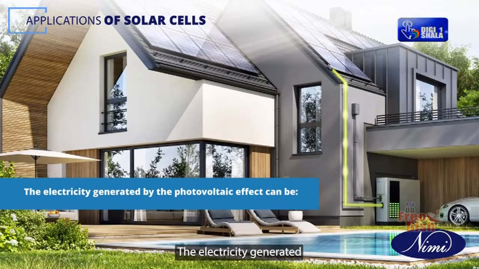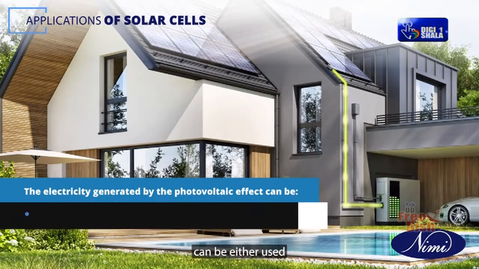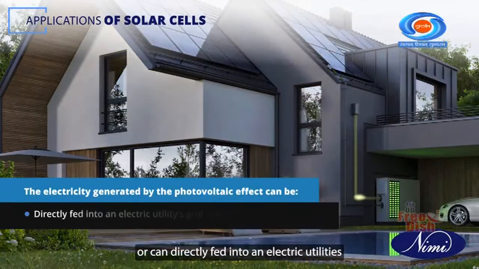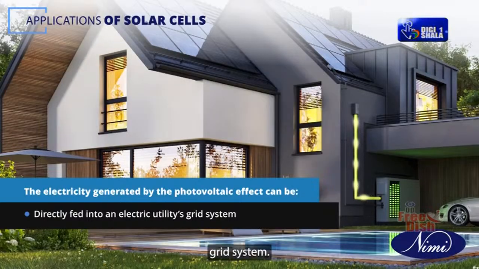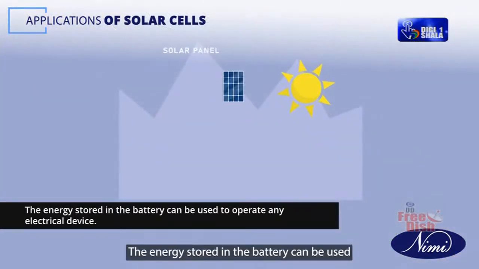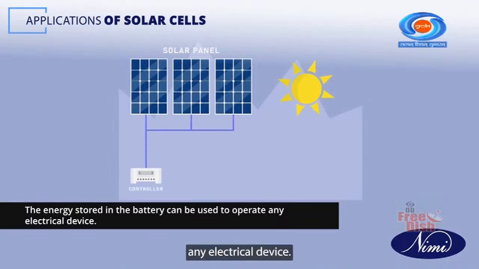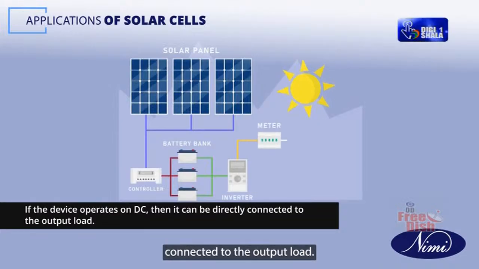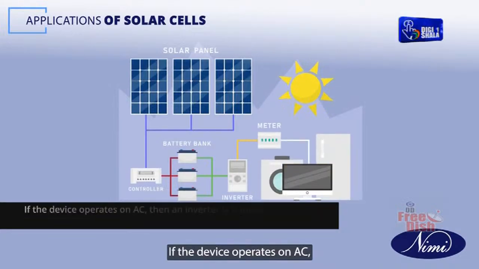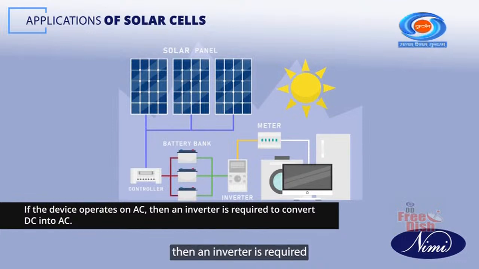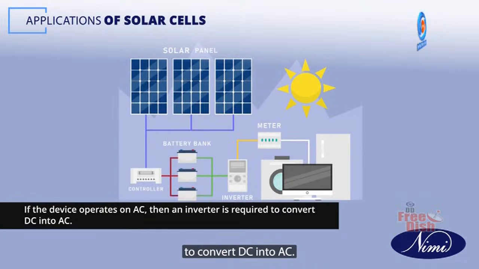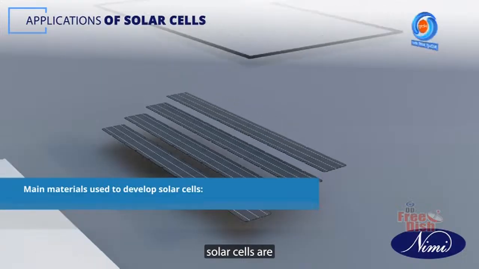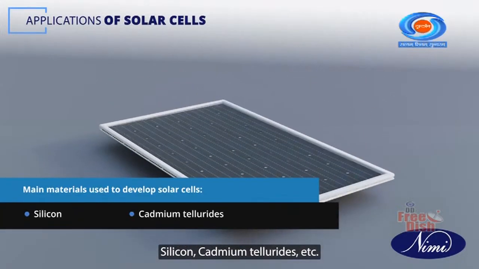The electricity generated by the photovoltaic effect can be either used directly, or stored in batteries, or directly fed into an electric utilities grid system. The energy stored in the battery can be used to operate any electrical device. If the device operates on DC, then it can be directly connected to the output load. If the device operates on AC, then an inverter is required to convert DC into AC. Main materials used to develop solar cells are silicon, cadmium tellurides, etc.